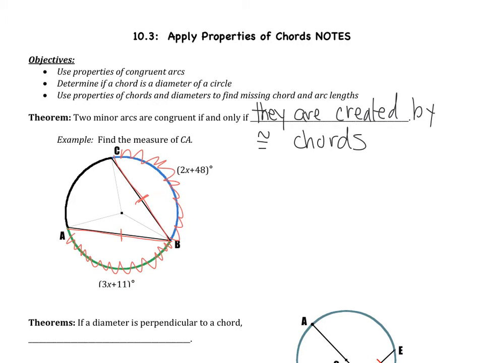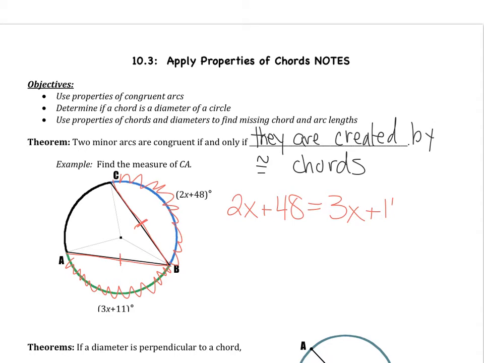So if I want to find the measure of arc CA, what I have to do is first find what x is. So the way I'm going to do that is because they're congruent, I could set them equal. So 2x plus 48 is going to equal 3x plus 11. Okay, so now solving for x, we're going to get 48 equals x plus 11. Subtract 11 from both sides, x is equal to 37.